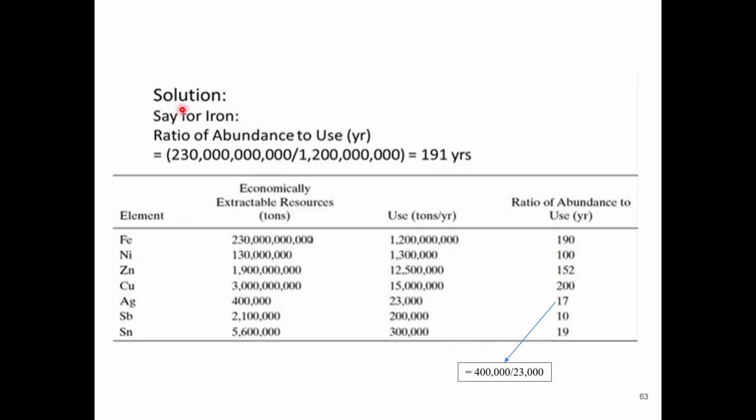So the solution, say for the iron Fe case, the ratio of abundance to use is basically nothing but, as I told you in the last problem, dividing this value by this value. So here 230 into 10 to the power 9 divided by 1.2 into 10 to the power 9 will give 191 years or 190 years. Similarly, if you divide 400,000 by 22,000, you will get 17. So these are the values.